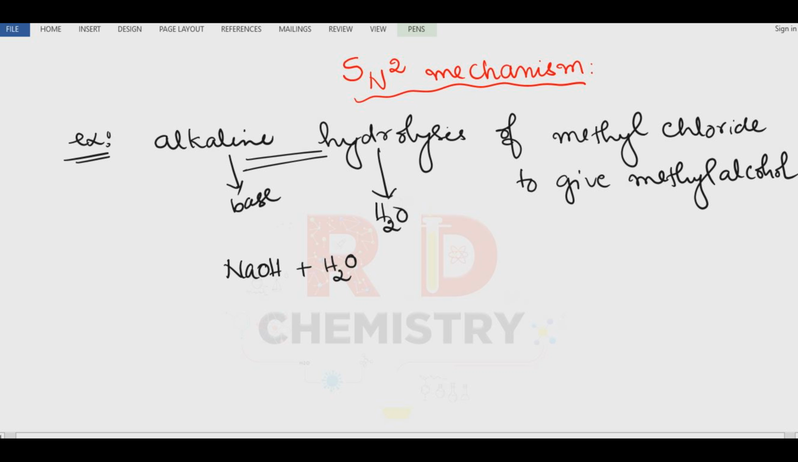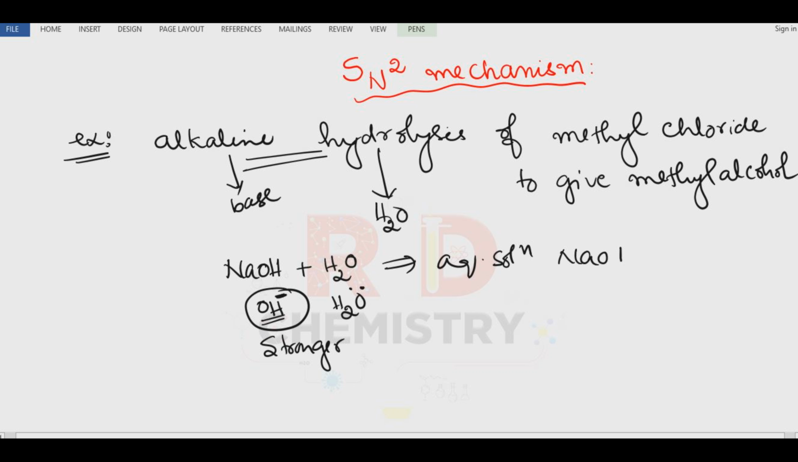Now what is the actual nucleophile here? There are two nucleophiles actually, OH minus and water. Water is a neutral nucleophile. OH minus is a stronger nucleophile. We can't take simply hydroxide. Sodium hydroxide is a solid. It should be dissolved in water. That's why we call it the alkaline hydrolysis, or it is aqueous solution. So aqueous solution of sodium hydroxide. So actually which one is the nucleophile? The stronger nucleophile is the hydroxide ion, and the neutral nucleophile, water, is the weaker nucleophile compared to hydroxide.